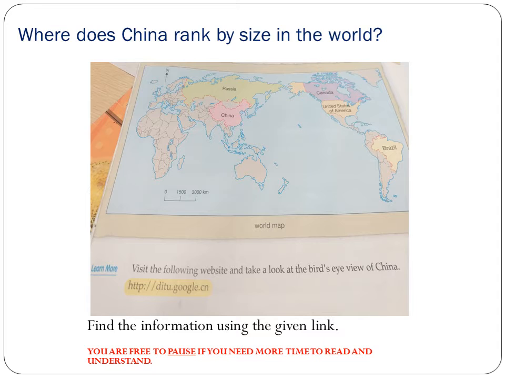Now, your job is to go to the following website and take a look at the bird's eye view of China. You'll have to log into this website, find your answer, and share your answer in the next lesson.